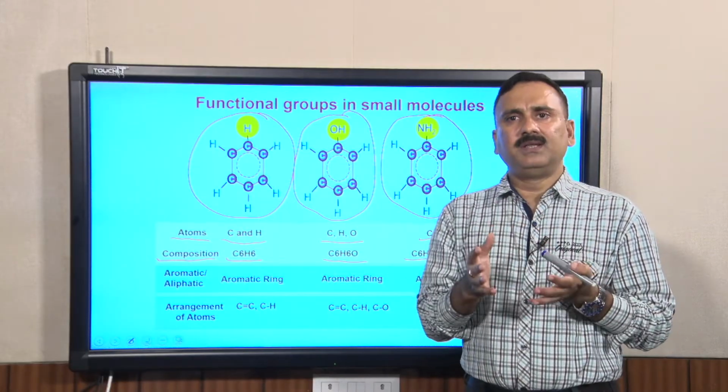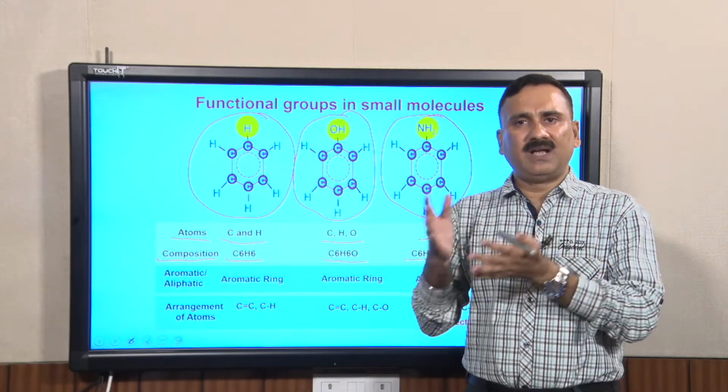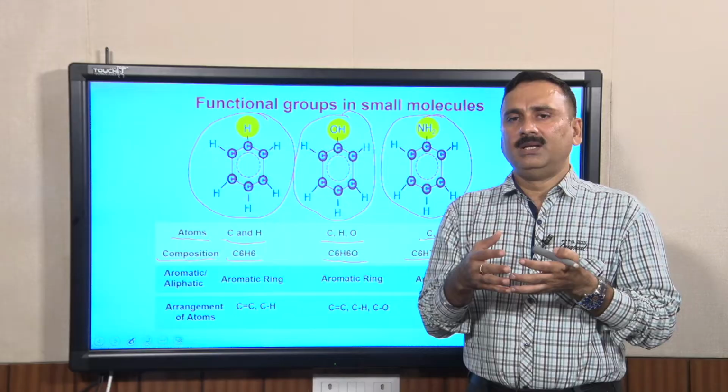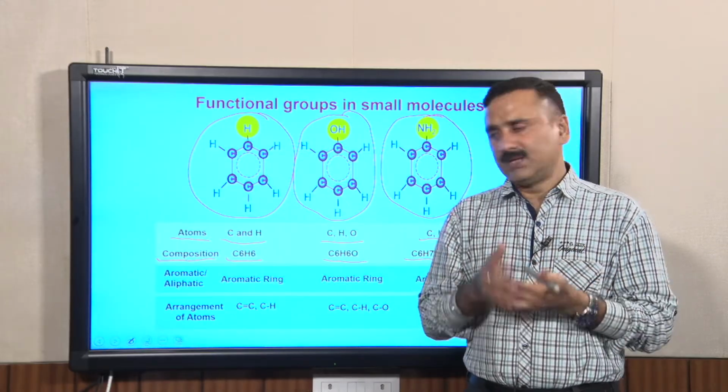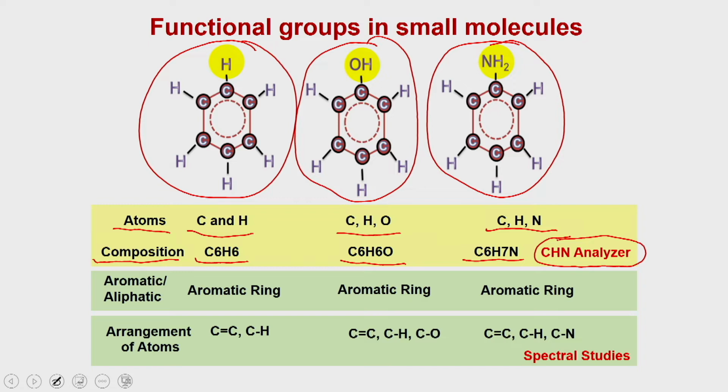And for CHN analysis, you might have to give 1 milligram to 5 milligrams of your compound, depending on the number of atoms and other groups present. Then the second thing you have to ask is whether the compound is aromatic or aliphatic, because I can have a compound which is C6H6, but I can have a linear chain aliphatic compound instead of the cyclic aromatic compound. So, the second thing you have to ask is whether the hydrocarbon you are isolating is aliphatic or aromatic.